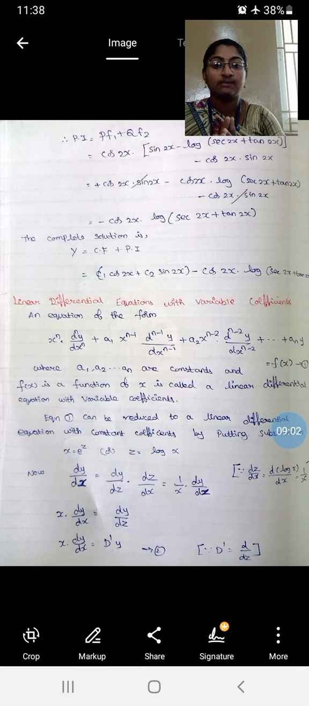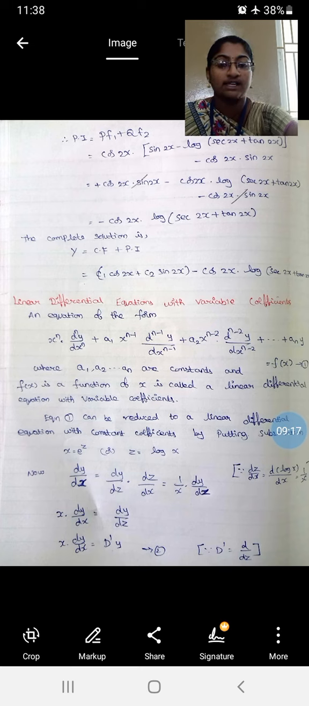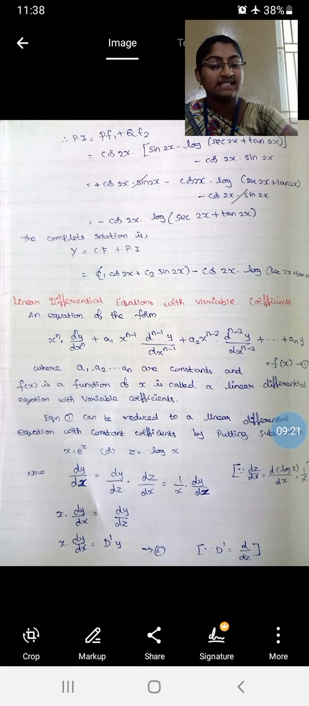Now I am going to simplify, just multiply this cos 2x inside the bracket, cos 2x into sin 2x, next minus cos 2x into log of secant 2x plus tan 2x, minus cos 2x into sin 2x. My first term and third term will cancel each other because one is in plus and the other is in minus, so first and third cancel each other, so my second term will remain as it is, minus cos 2x into log of secant 2x plus tan 2x.